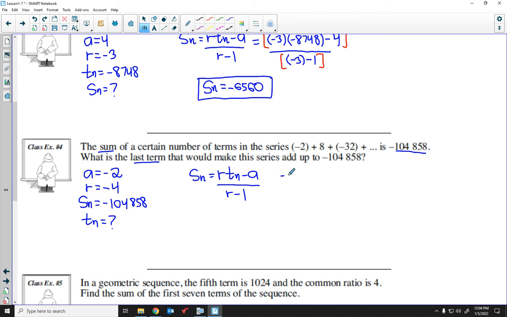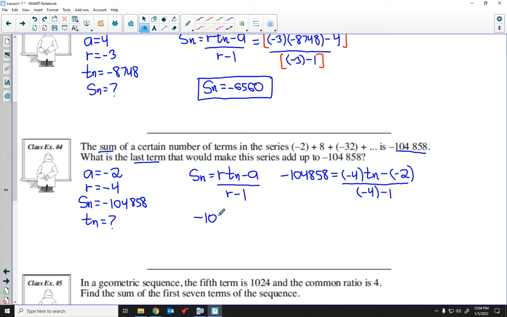So S of n is negative 104,858. And this is equal to r, which is negative 4, times t of n, which is the unknown variable we're going to try to solve for, minus a. So subtract negative 2. So we're going to have to add a positive there in a moment. We'll clean this up in a second. Okay, divide by r, which is negative 4, subtract 1.